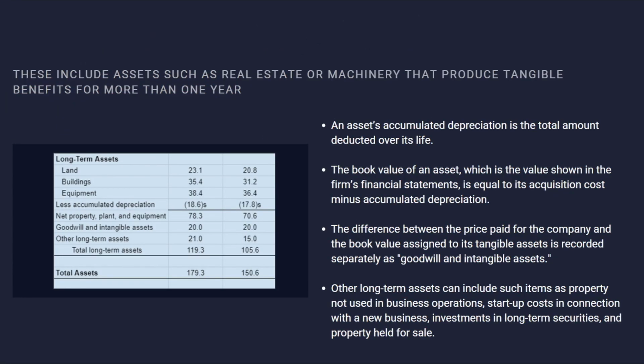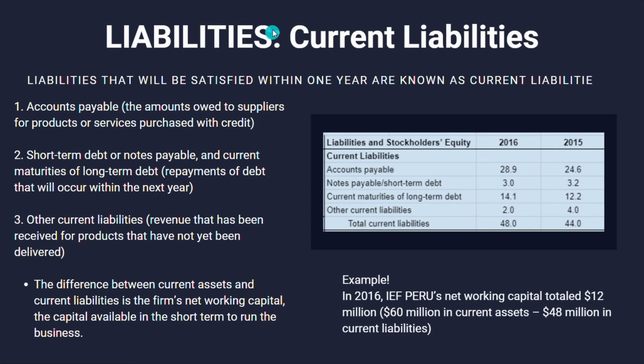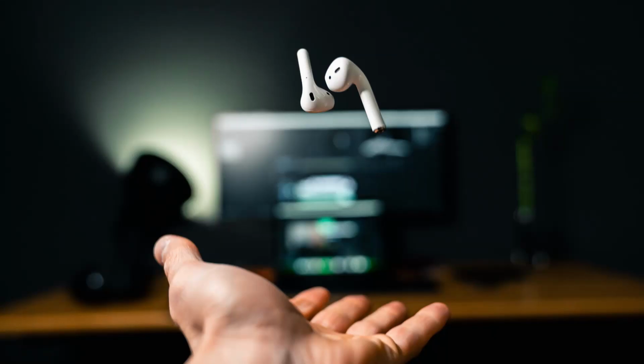Liabilities. We now examine the liabilities shown on the right side of the balance sheet, which are divided into current and long-term liabilities. Current liabilities. Liabilities that will be satisfied within 1 year are known as current liabilities. They include the following. First, accounts payable, the amounts owed to suppliers for products or services purchased with credit.